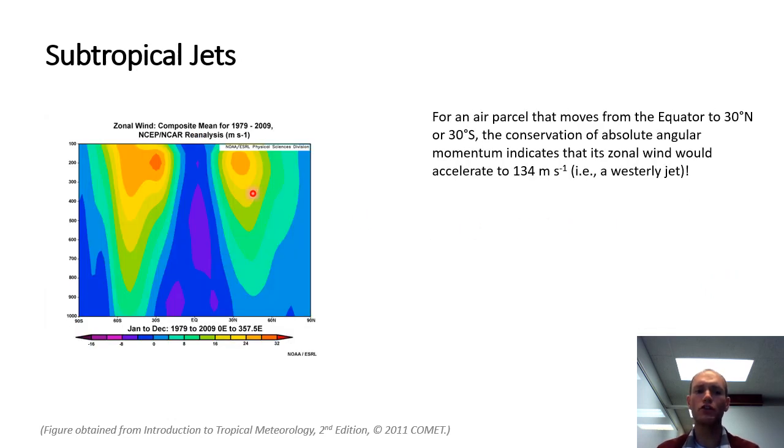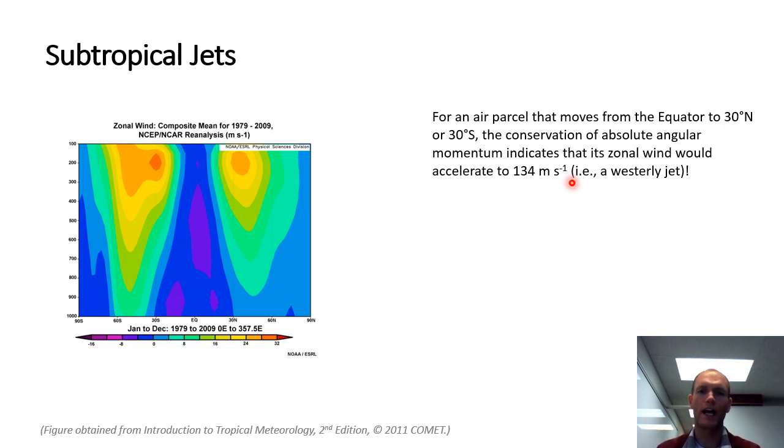So these subtropical jets in the annual average and the longitudinal average are centered roughly around 30 degrees south and 30 degrees north latitude. An air parcel moving from the equator to either of those under the conservation of absolute angular momentum would accelerate to 134 meters per second. That's on the order of, not quite 300, somewhere in the ballpark of 300 miles per hour.